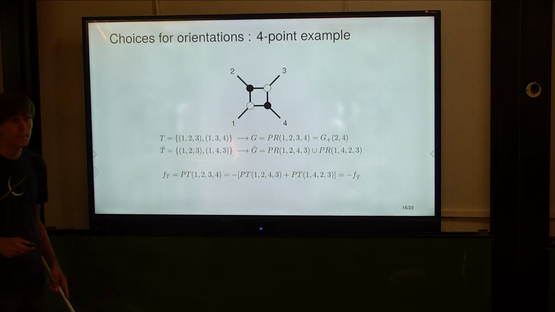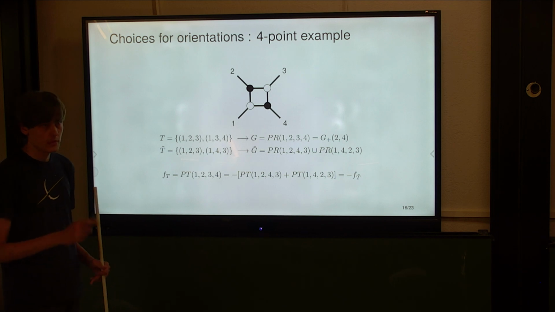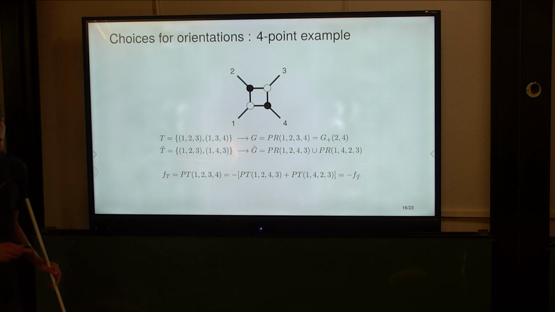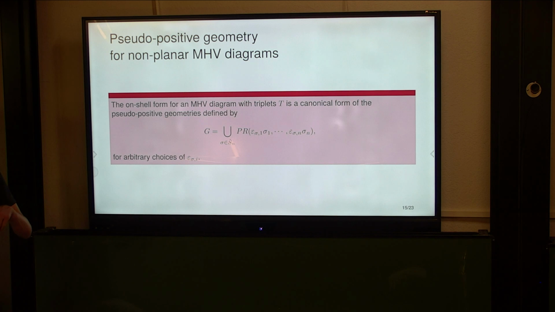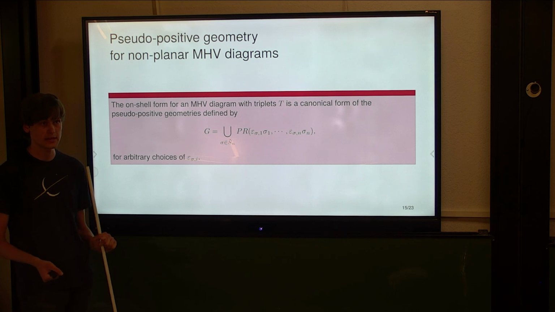Yes? What do you mean by pseudo-positive geometry? What is that for you? Good. So a positive geometry is one that has a canonical form that never vanishes on any of the recursive residues that you can take. But it turns out that that is actually too strong of a requirement to make in these cases.